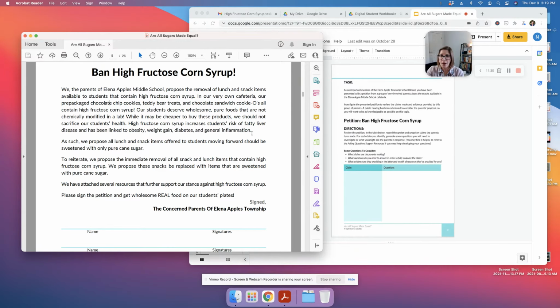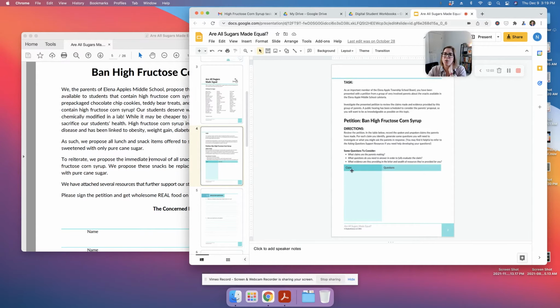And I don't know that that's true. So that is another kind of claim that's subtext. They might also claim that they deserve wholesome, pure foods. So if we sweeten it with pure cane sugar, it means it's wholesome. Again, not necessarily, but your students may or may not be able to read between those lines, and it's okay if they cannot. That's not really that important. The big claim that they're making is that high fructose corn syrup does all these bad things to your health, and that pure cane sugar does not. So go ahead and go through the claims, and then you can talk about the claims.